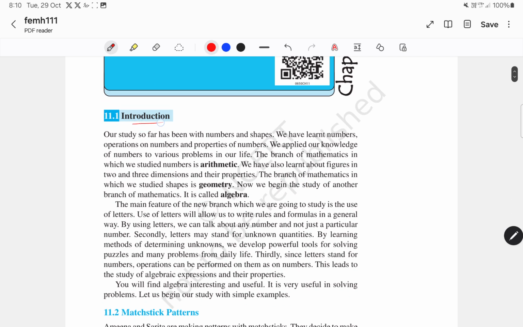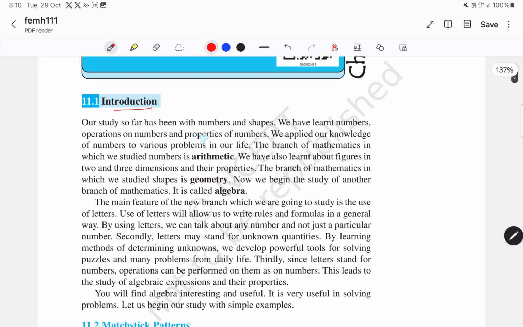So, introduction. Our study so far has been with numbers and shapes. हमने अभी तक पढ़ा इस mathematics में numbers और shapes के मुतालिक. We have learned numbers, operations on numbers and properties of numbers. और numbers के बारे में हमने क्या पढ़ा? Operations on numbers like addition, subtraction, multiplication, division, and properties of numbers like commutative property, associative property, etc.